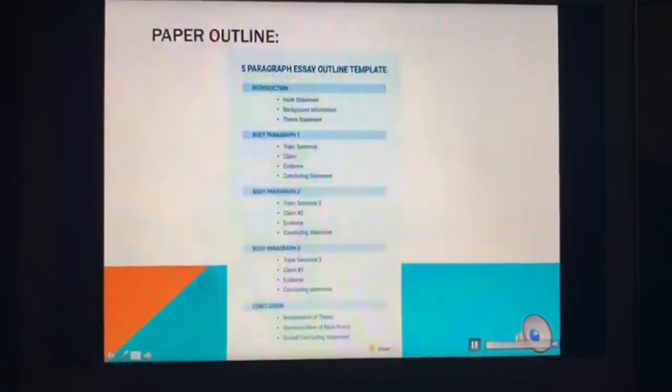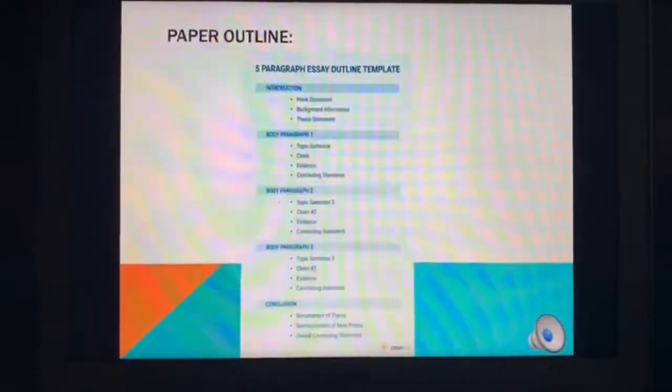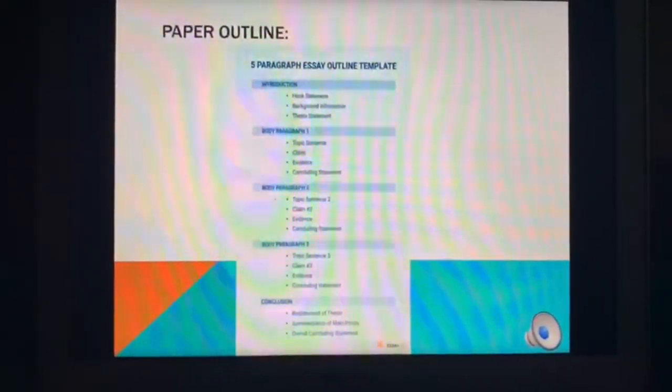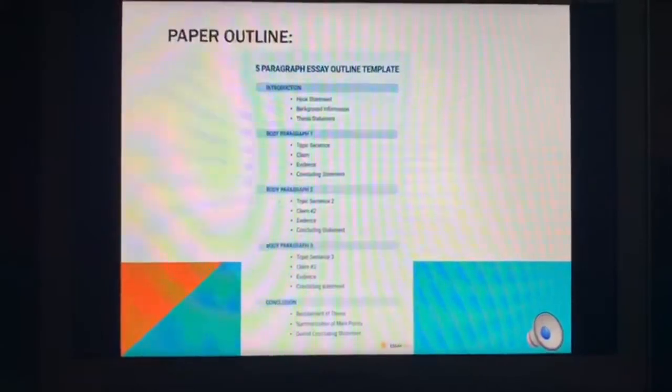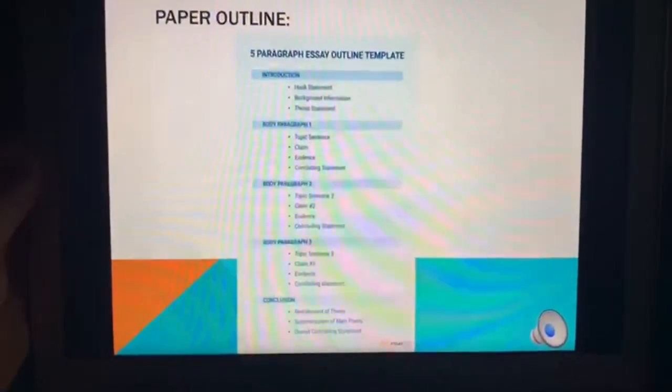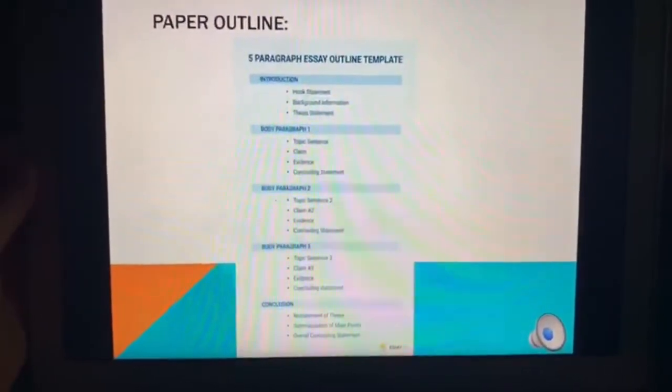I've included a paper outline. This is a general outline of what your paper should look like and what you should have in your paper. You have an introduction, 3 body paragraphs, and 1 conclusion paragraph.